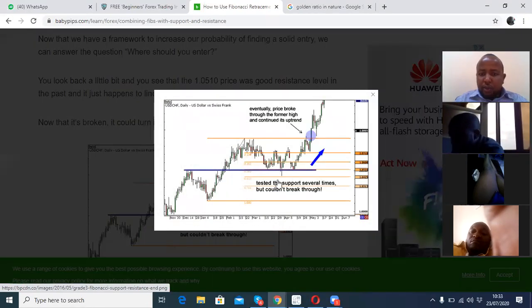It tested the support several times. You can see. I remember the last time I told you, the moment you see the presence of so many candles like these ones, you can see it goes up, goes down.